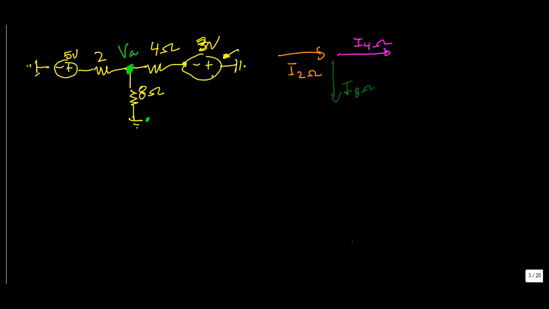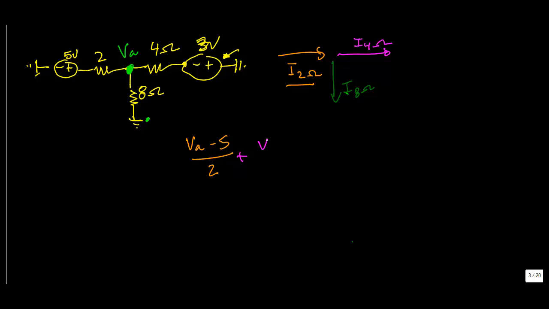So what we'd want to do is take the voltage difference again, which was VA minus negative 3 over 4 ohms, and we just repeat the process and say that is equal to 0. So that being said, we got I2 ohms right here in orange, which means that we got (VA minus 5 volts) over 2 ohms. And then we have our purple, which is our 4 ohms.